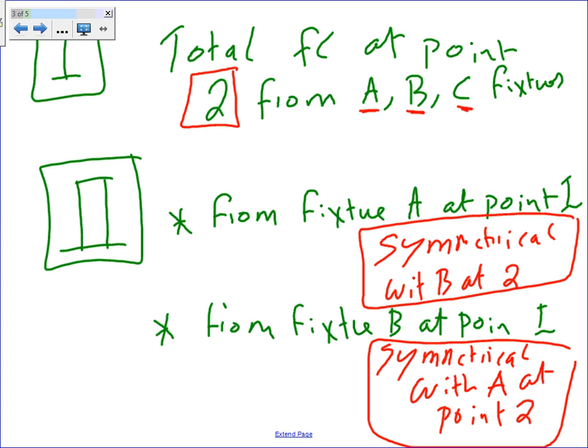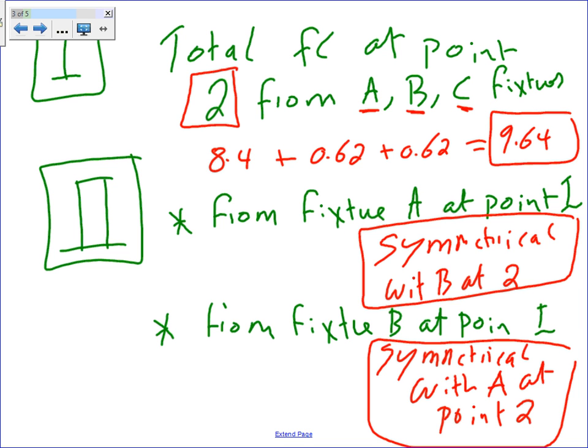The first one will be 8.4 plus 0.62 plus 0.62 equals 9.64. 9.64. Did you come up with that? Everybody knows what we've done?